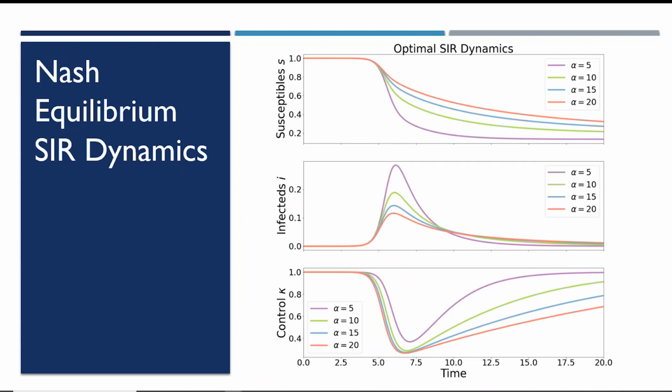And as you can see, especially looking at the control graph down here, again, it's fairly intuitive. The more severe the disease, the more you're going to social distance by reducing your kappa. You're going to do that earlier, and you're going to keep up that social distancing for a lot longer. This also then results in a lower peak of infection and also fewer people being infected in total by the end of the epidemic.